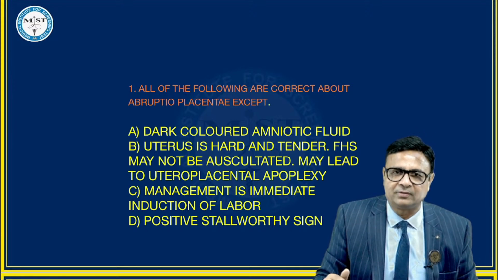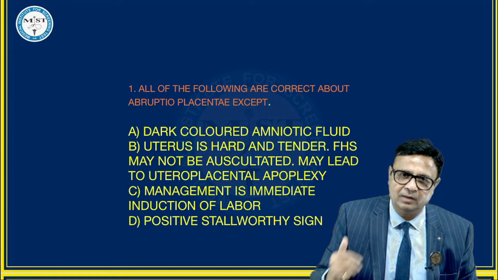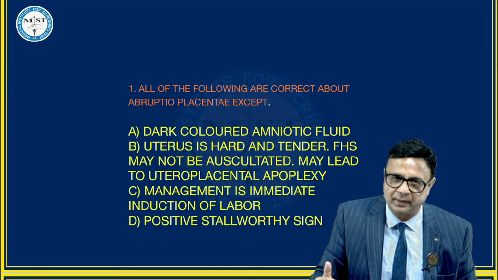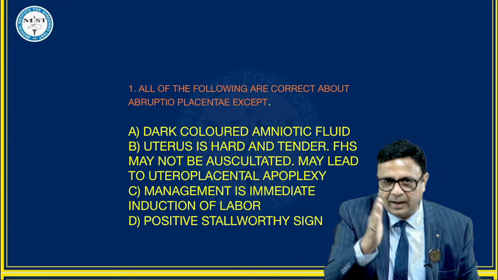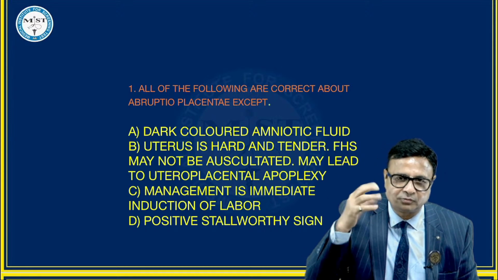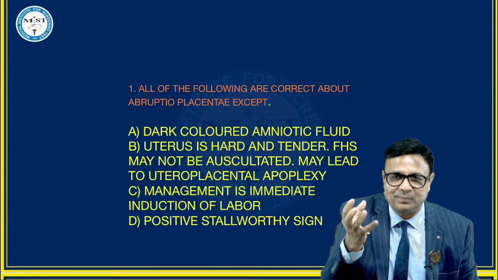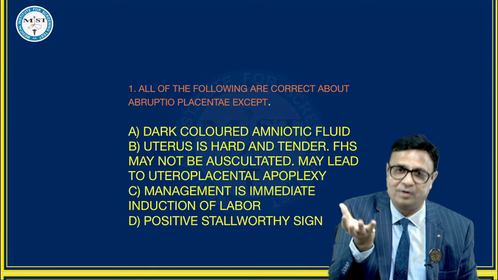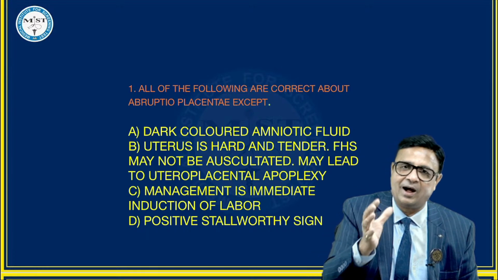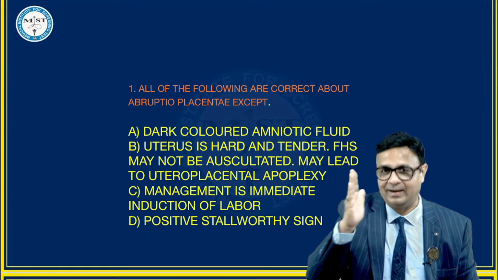Option B: uterus is hard and tender, fetal heart sound may not be auscultated, and this condition may lead to uteroplacental apoplexy. Correct or incorrect? This is also a correct statement. After abruption, because of release of thromboplastin, the uterus becomes hard and tender because thromboplastin is uterotonic. Thromboplastin increases the tone of the uterus. This is the reason after abruption of placenta, the abdomen and uterus feel hard and tender.